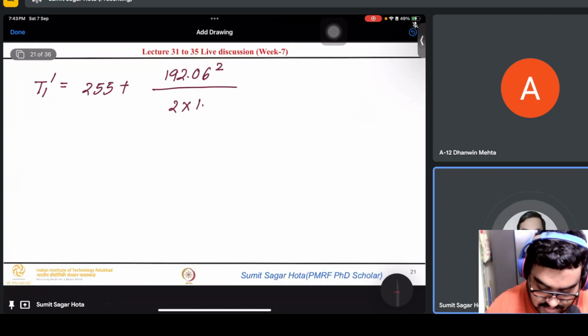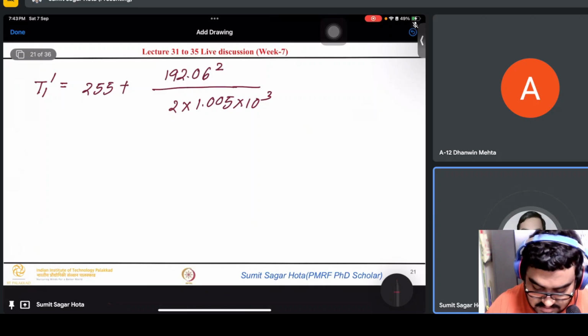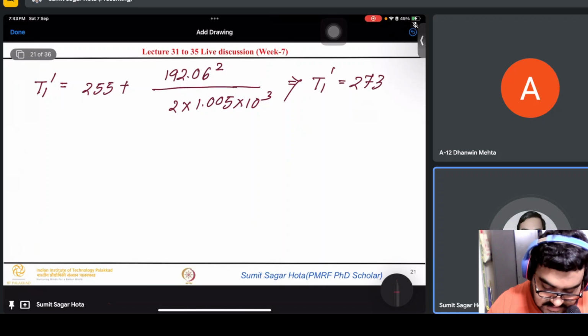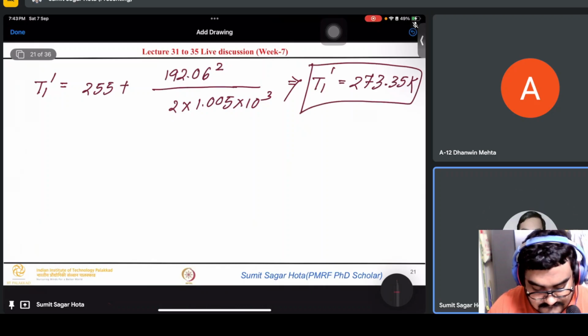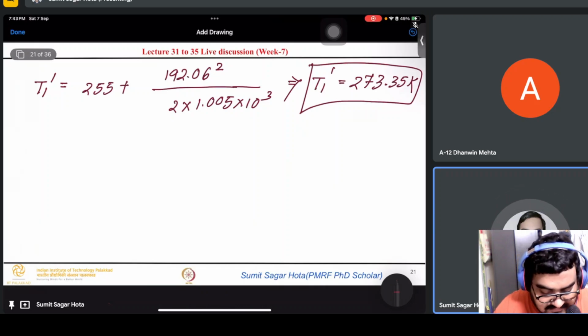Okay, so 1.005 into 10 to the power 3. You solve it, you will get T1 dash as 273.35 Kelvin. So now I need to know what is the ramming efficiency already given. So what is the use of that ramming efficiency, now we'll get to know.